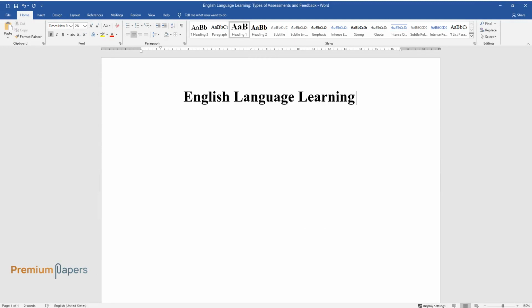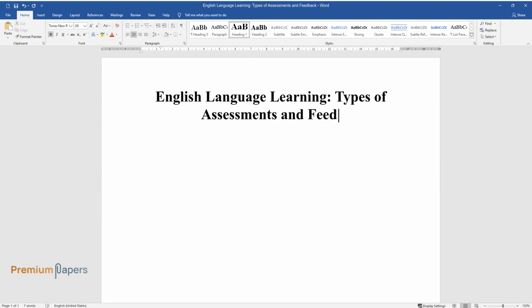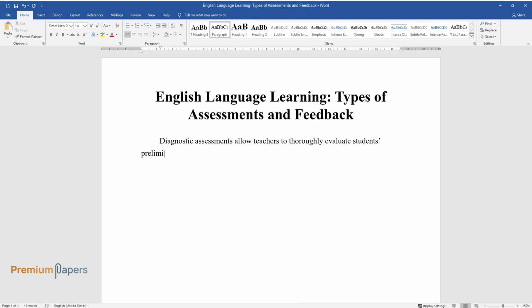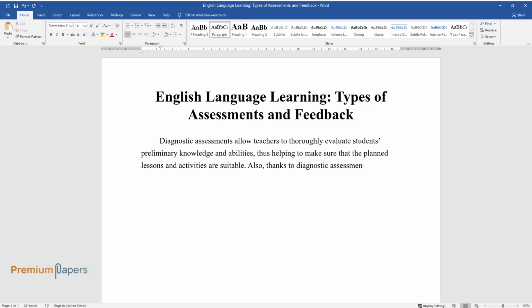English language learning, types of assessments and feedback. Diagnostic assessments allow teachers to thoroughly evaluate students' preliminary knowledge and abilities, thus helping to make sure that the planned lessons and activities are suitable. Also, thanks to diagnostic assessments, it is possible to learn more about students' specific needs and required accommodations.